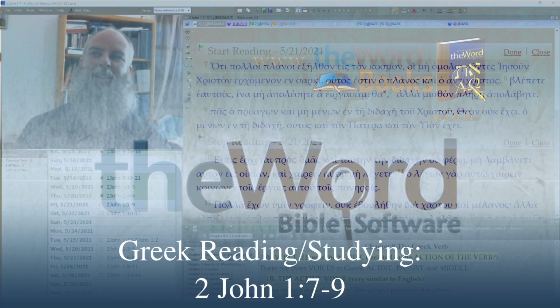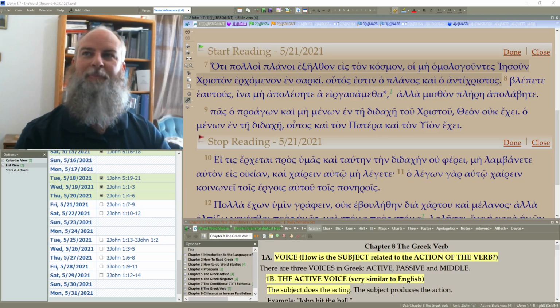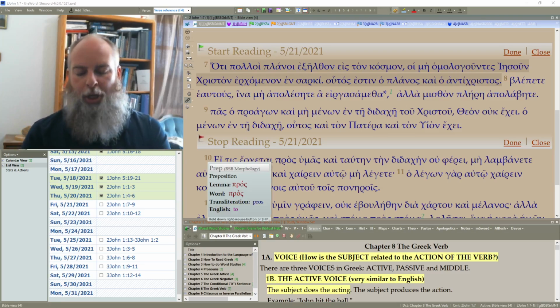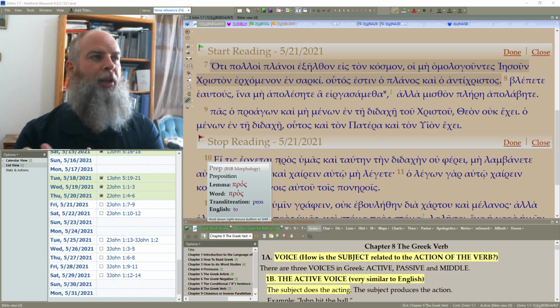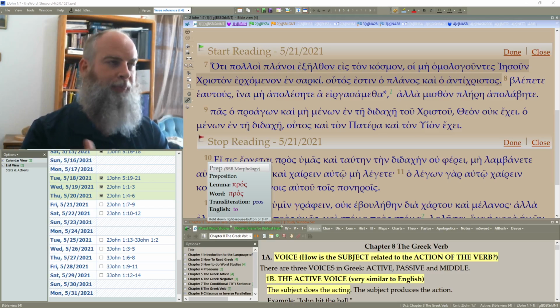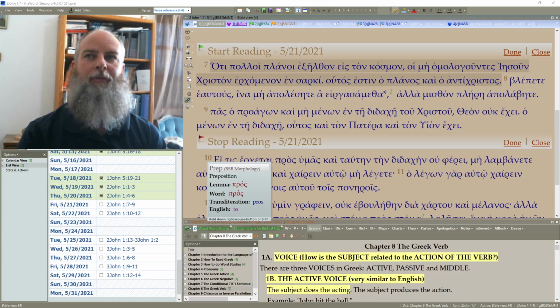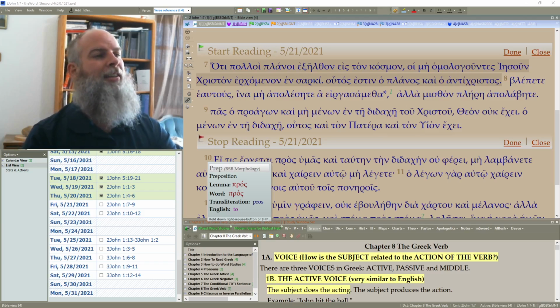Continuing on in Greek reading studying, we are in 2 John 1, 7 through 9. Remember, we've been learning about the elect lady and her children, whether that's a church body or an individual. Today, let's get in here in verse 7. And it says this.